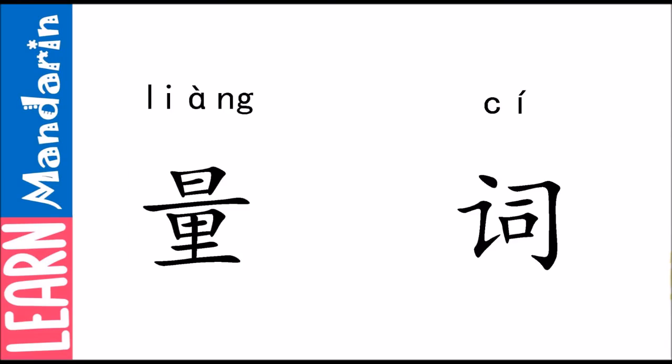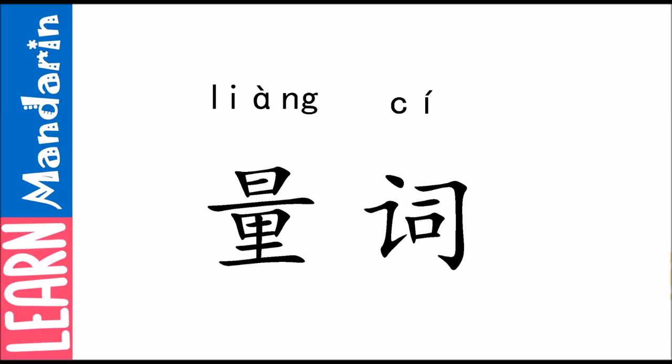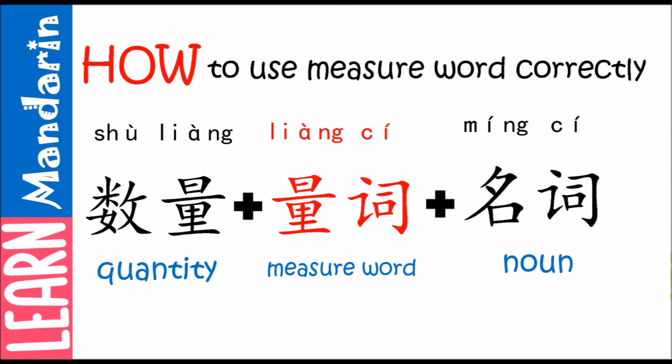量词 or measure word. It needs to be appropriate and specific, which makes it complicated. It is placed between the number and a noun. This is one of the most complicated parts in learning Mandarin. Let me list the reasons why.